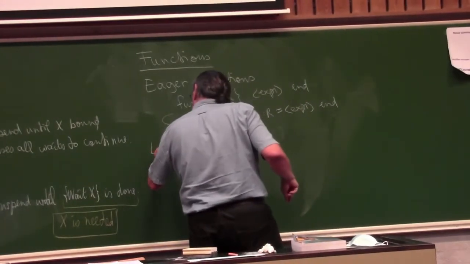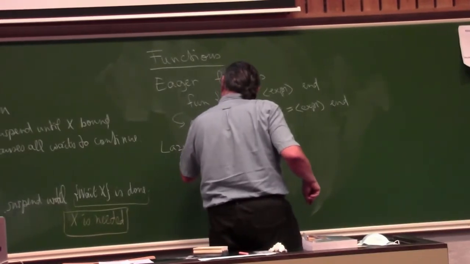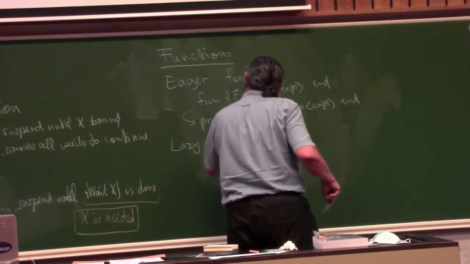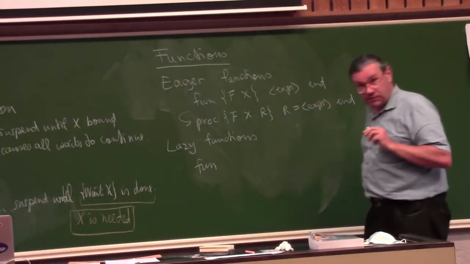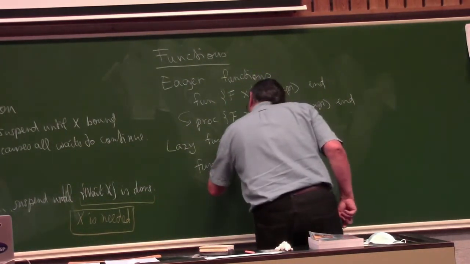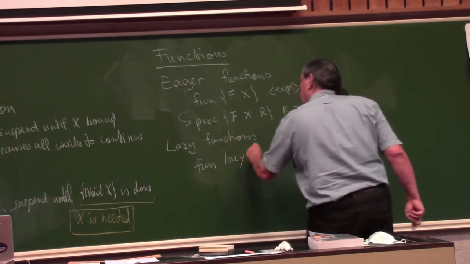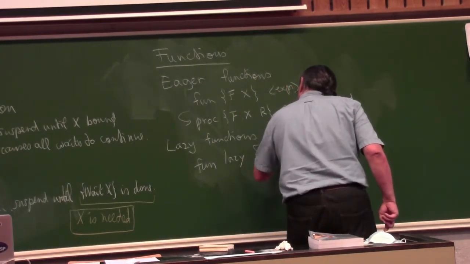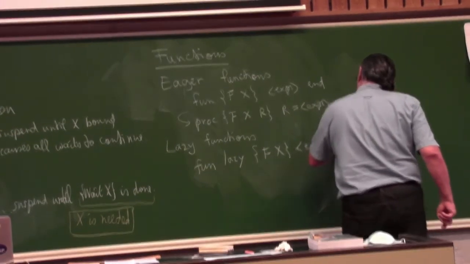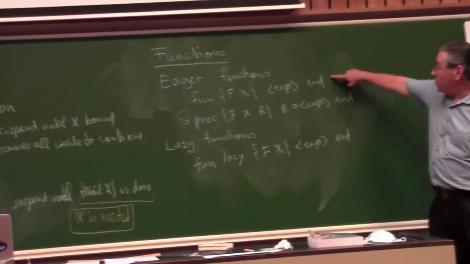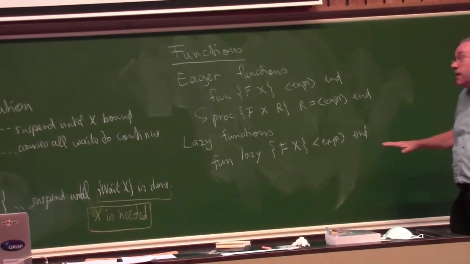A lazy function also has a translation with wait needed. The Mozart system has a syntactic support for this. You annotate the function as lazy, f(x), expression end. So you can see that the regular and the lazy function are almost the same.